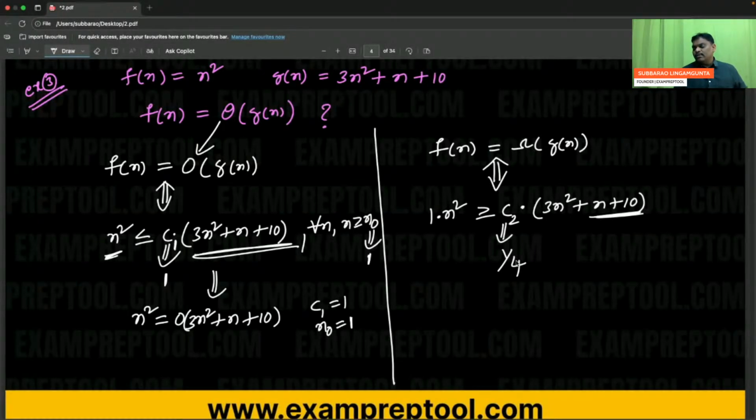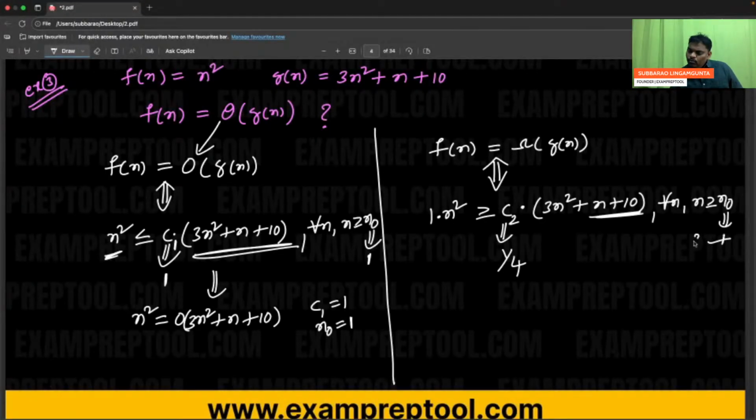The reason is the left side is 1n², but the right side is 3n² plus something. So let's take the C value 1 by 4. Now start verifying for all n where n is greater than or equal to n0. Start verifying from 1 onwards. If I take 1, the left side is 1, and the right side is 3 plus 1, which is 4, plus 10, 14. 14 by 4 is about 3. The left is 1, so it fails.